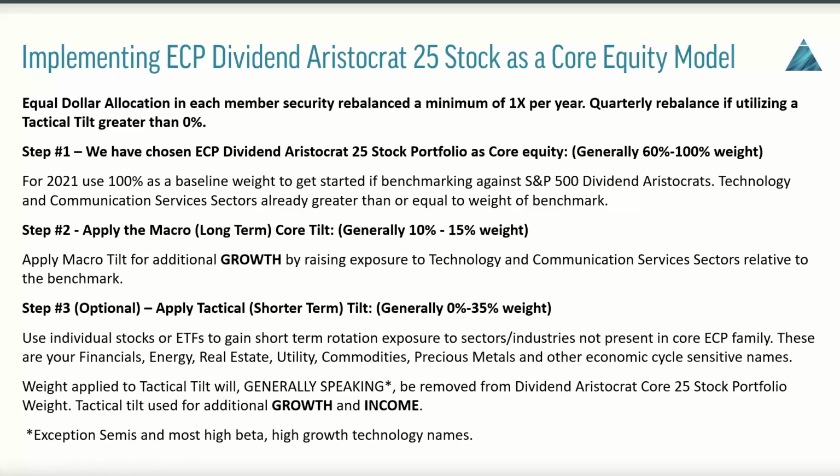And again, we use the short-term tilts to gain exposure to all of those sectors and industries that aren't in core. Financials, energies, real estate, utilities, commodities, precious metals, any other economic cycle-sensitive names, including any sort of semiconductor names. Those are going to be the most cyclical out of the technology group that traditionally speaking we don't include in any sort of long-term core tilt. So those you apply tactically. So the idea with tactical tilts is you use these to basically get additional exposure to both growth and income. And you can see that I actually have that here in bold for you.